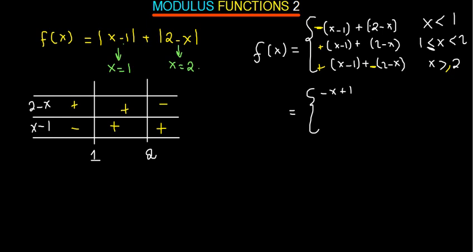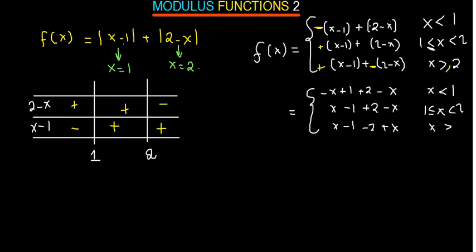Okay, so I'll distribute this positive. Positive times 2 will be positive 2, positive times negative x will be negative x. This is for values of x less than 1. And then for the second part, positive times x, positive times negative 1 is negative 1, and then positive times 2 is 2, positive times negative x is negative x. This is between 1 and 2. And then positive times x is positive x, positive times 1 is negative 1, negative times 2 is negative 2, and negative times negative x is positive x. This is for values of x greater than or equal to 2.